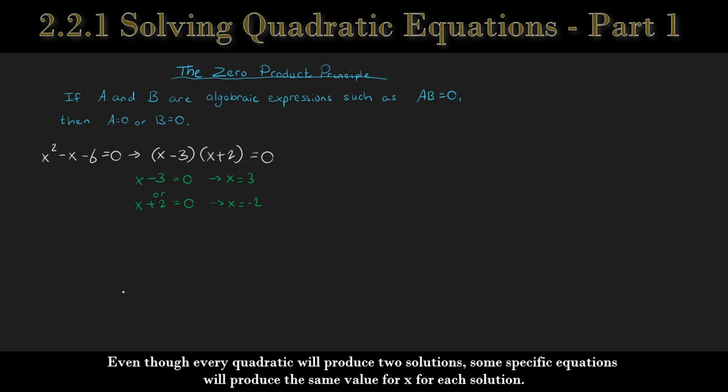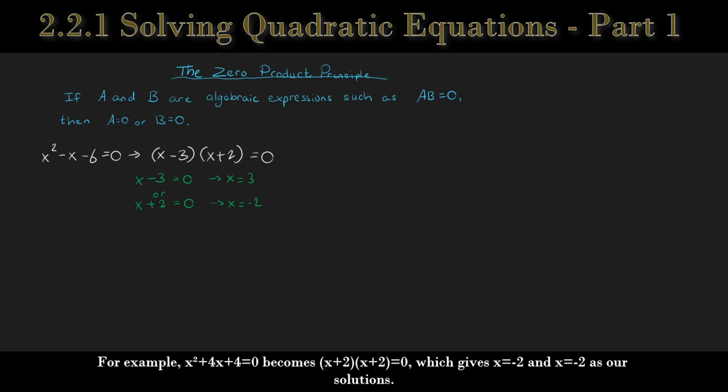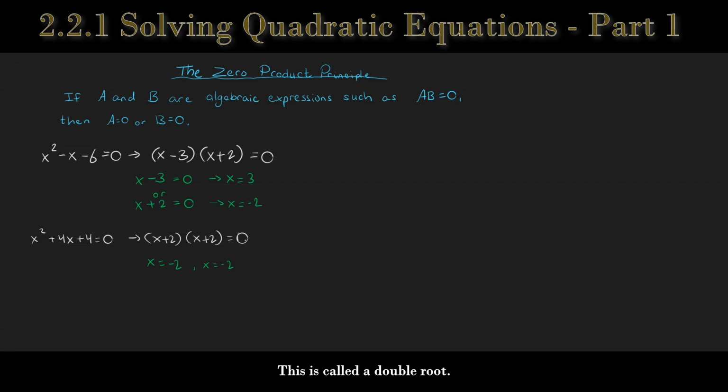Even though every quadratic will produce two solutions, some equations will produce the same value for x for each solution. For example, x squared plus 4x plus 4 equals 0 becomes x plus 2 times x plus 2 equals 0, which gives x equals -2 and x equals -2 as our solutions. This is called a double root. Let's practice with a few examples.